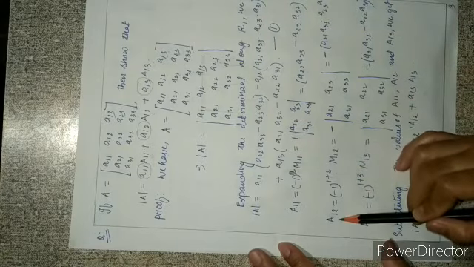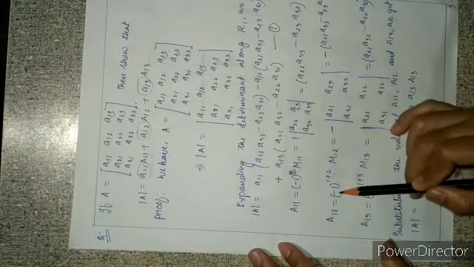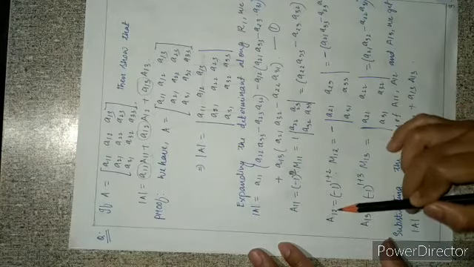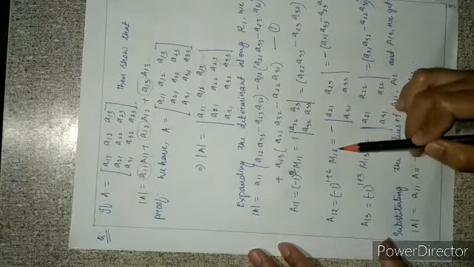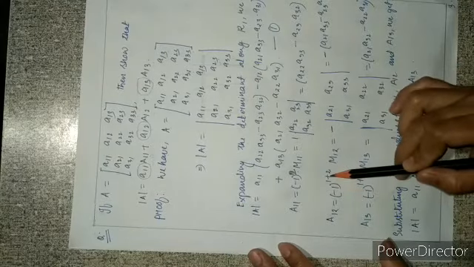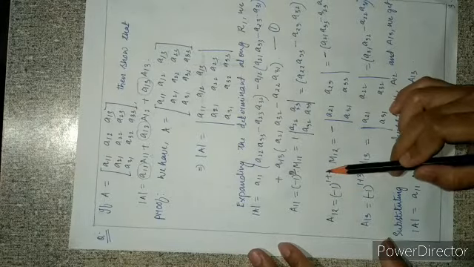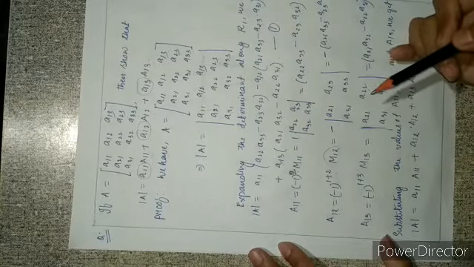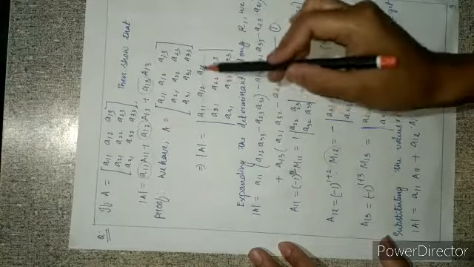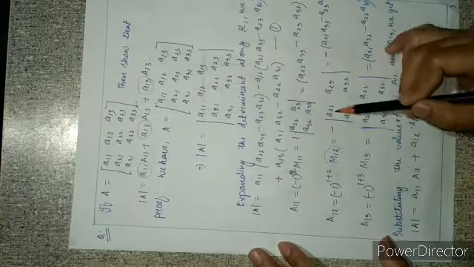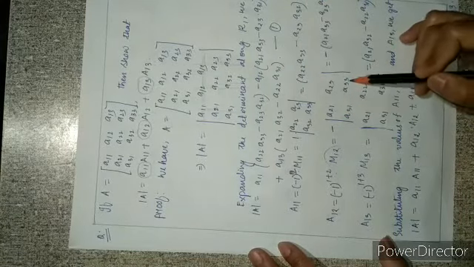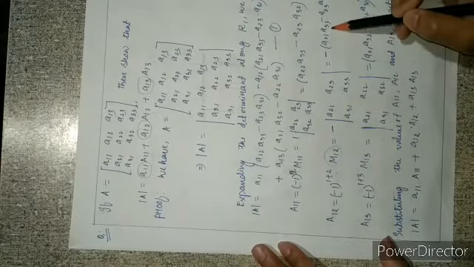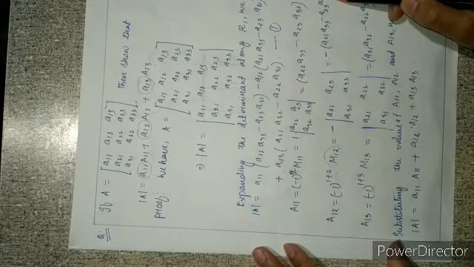Then find cofactor A12. By definition, it is equal to minus 1 to the power 1 plus 2 into minor M12. Minus 1 to the power 1 plus 2 is odd, so it should be minus. Then find this minor M12: first row and second column deleted, the elements are a21, a23, a31 and a33. By expanding, we get a21 a33 minus a23 a31.